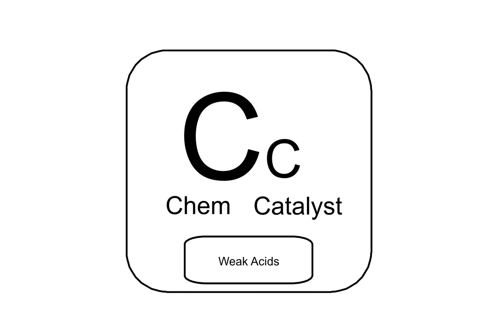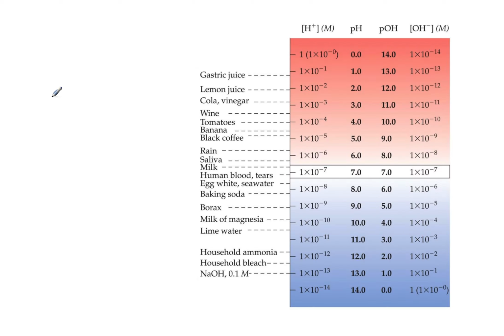Back to ChemCatalyst video. This video is on weak acids. You might have a question. What is a weak acid? Well, folks, a weak acid is an acid that is not strong. And I know that may make a lot of sense, but what does it mean to be strong or weak?